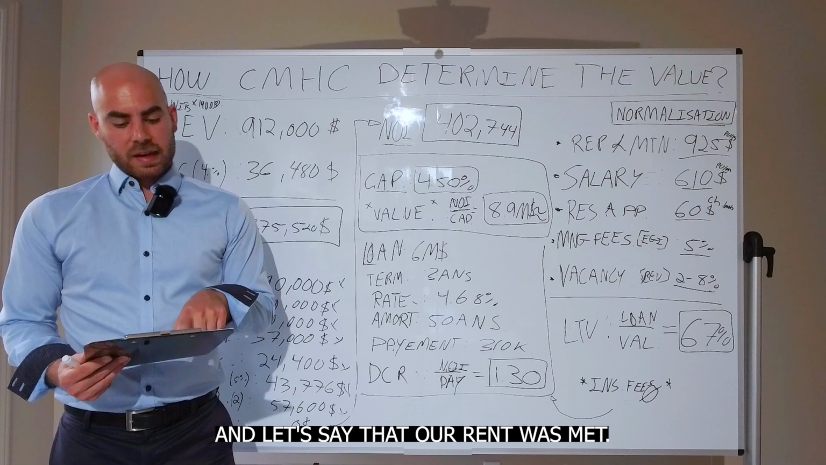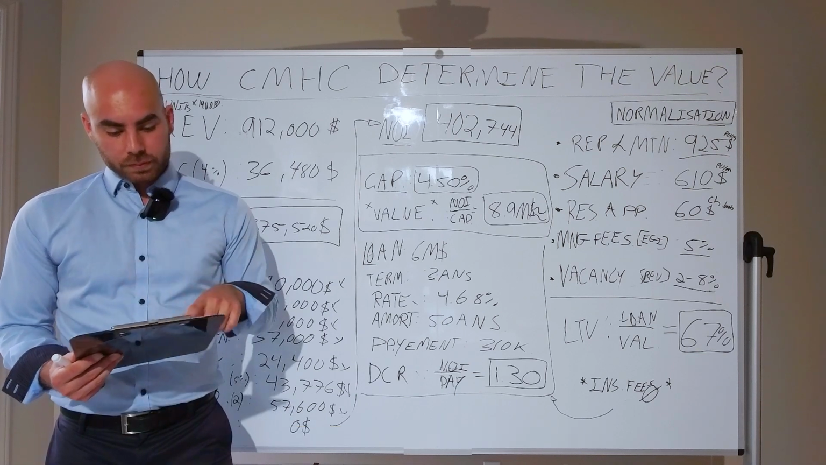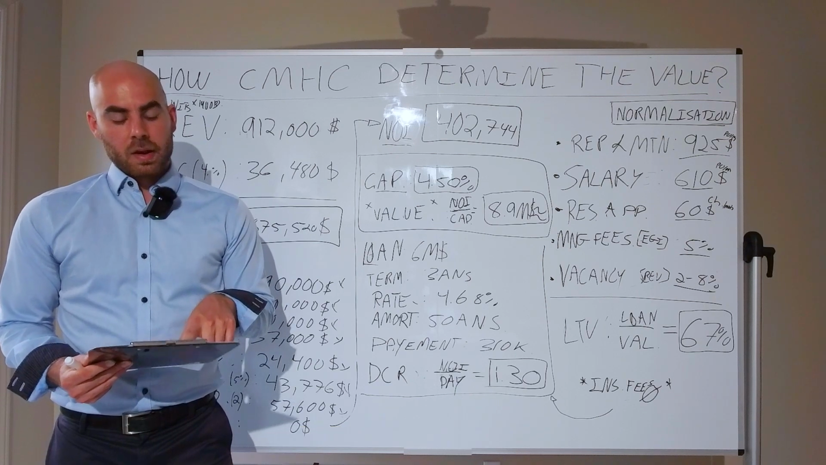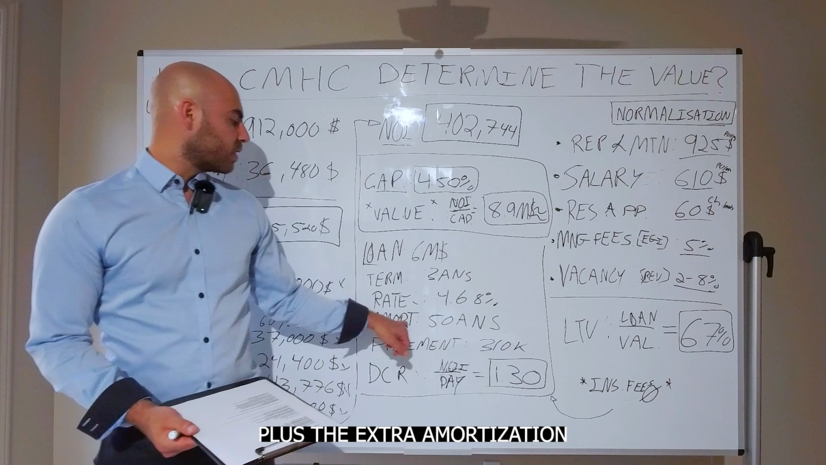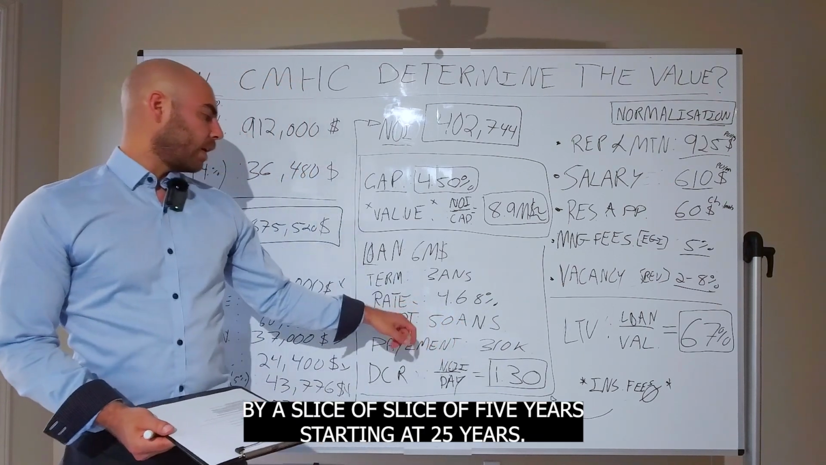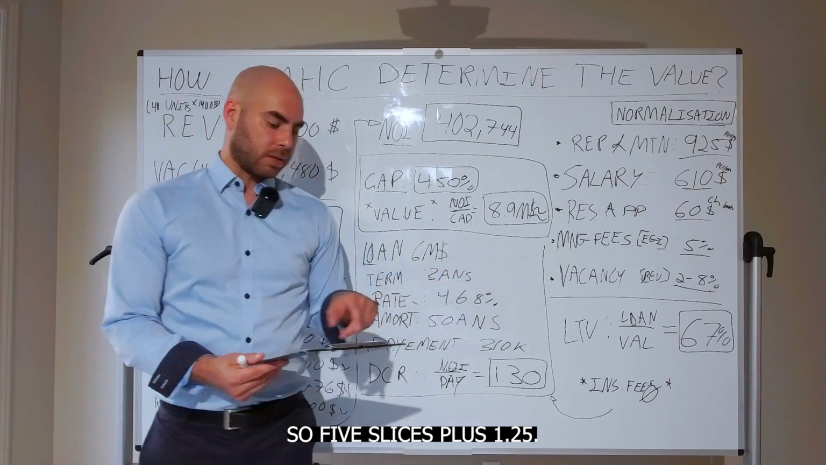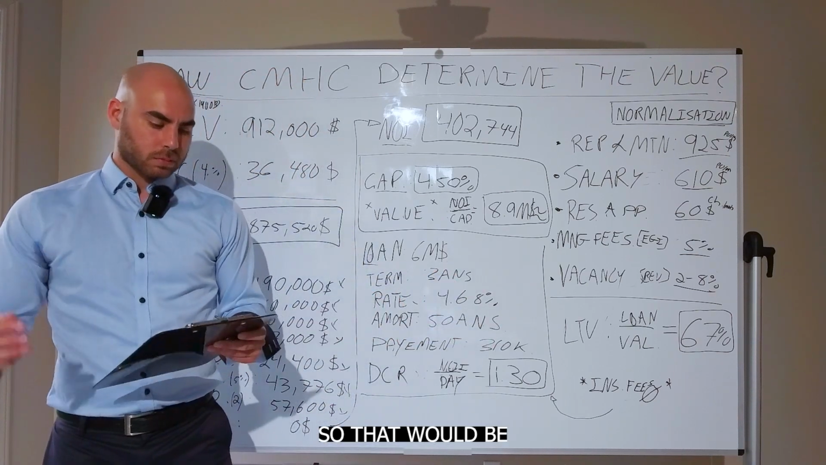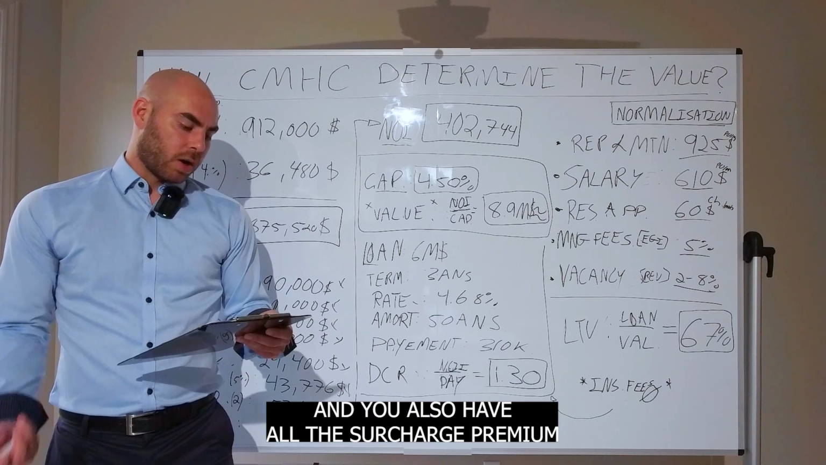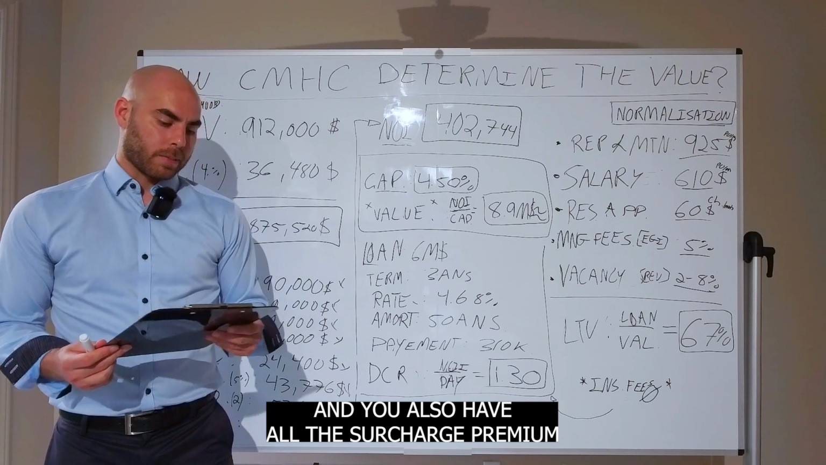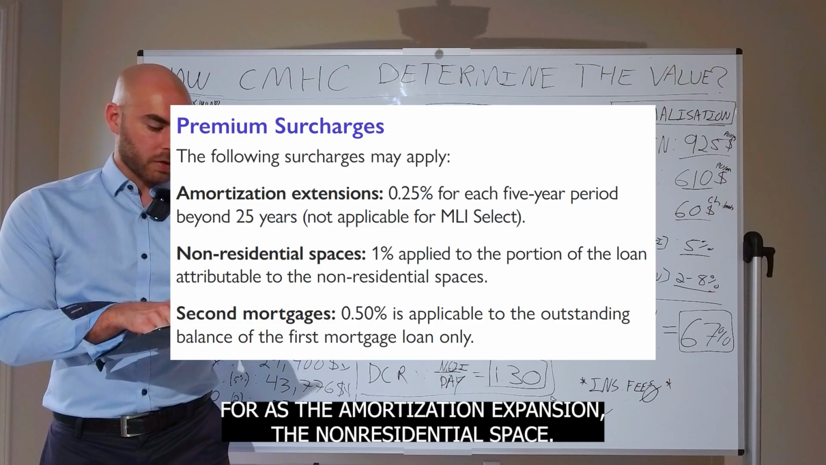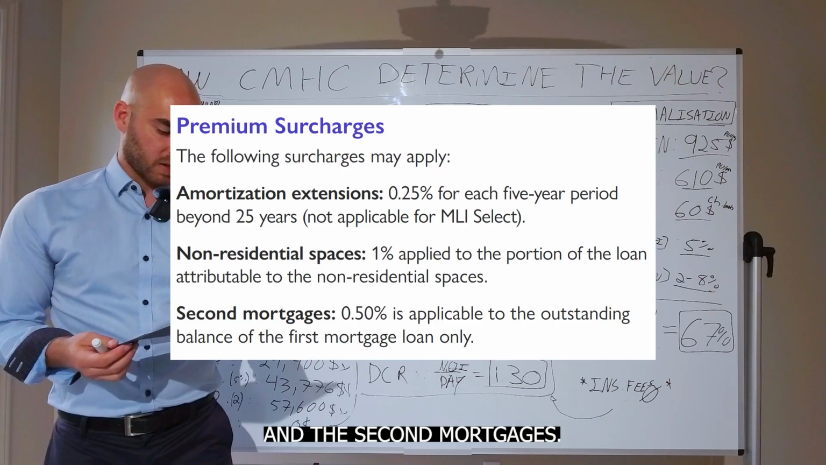And in my example, we had a loan to value of 67%. And let's say that our rent was met. The price of the certificate would be 2.85% plus the extra amortization by slice of 5 years, starting at 25 years. So 5 slices plus 1.25. So that would be the price of the certificate. And you also have, well, the surcharge premium. First, the amortization expansion, the non-residential space, and the second mortgages.